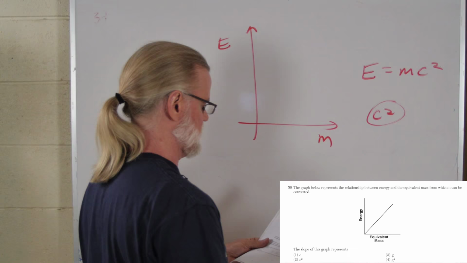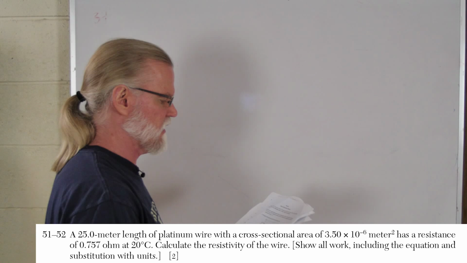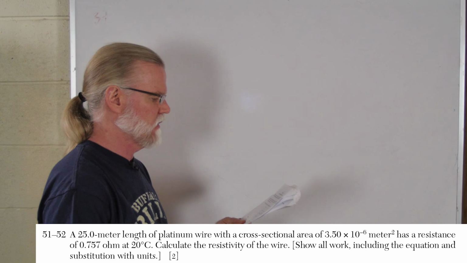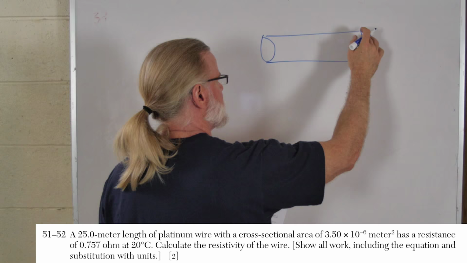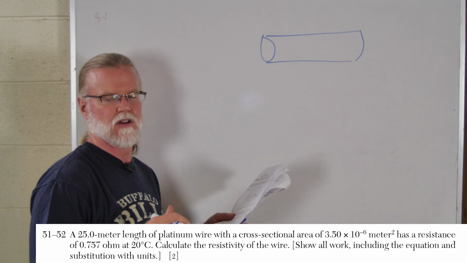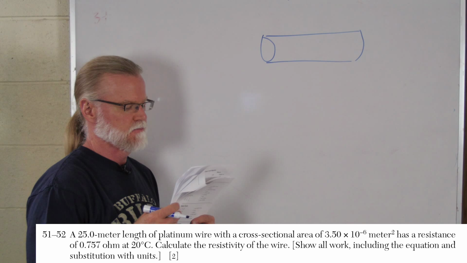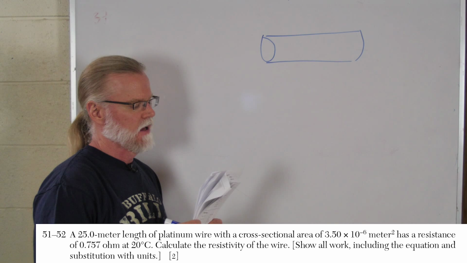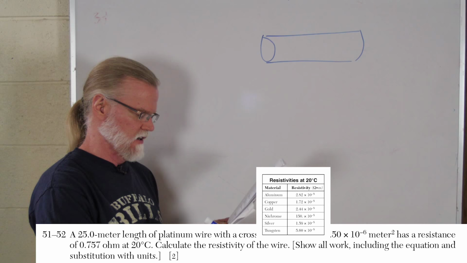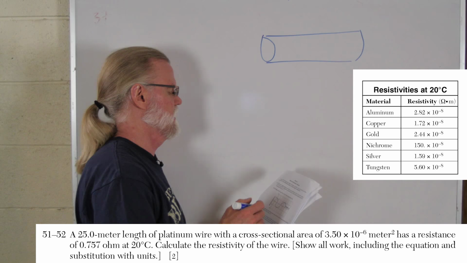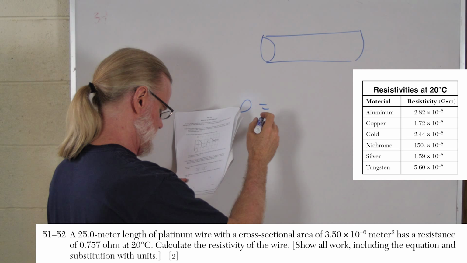A 25 meter length of platinum wire of cross-sectional area 3.5 times 10 to the minus 6 meters squared has a resistance of 0.757 ohm at 20 degrees C. Calculate the resistivity of the wire. Resistance is a measurement of how difficult it is to move electrons, or generally charge, through a wire or some sort of conductor. Resistivity is a property of a material, like a metal, like copper. They said 20 degrees C because we have a table of resistivities on the electricity reference table page, but platinum is not there.